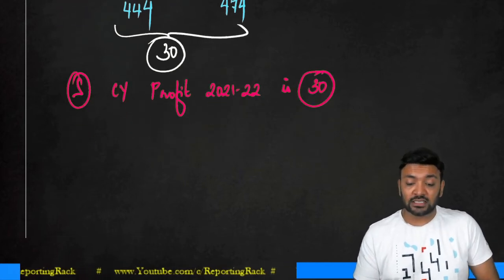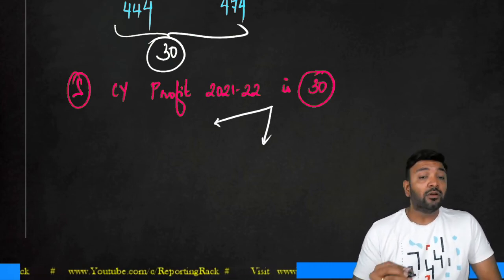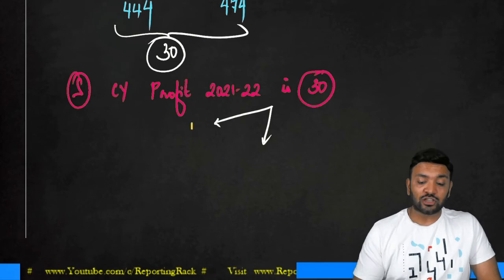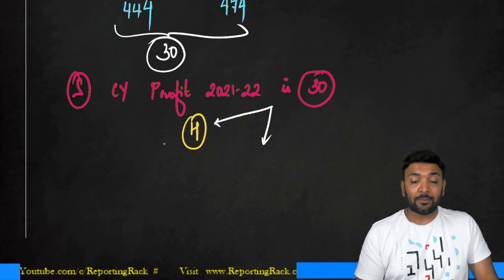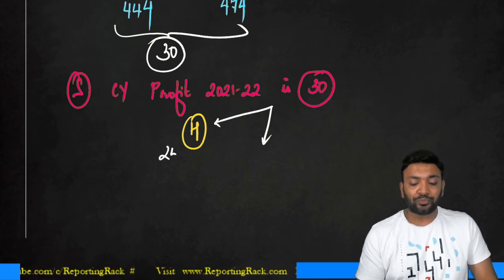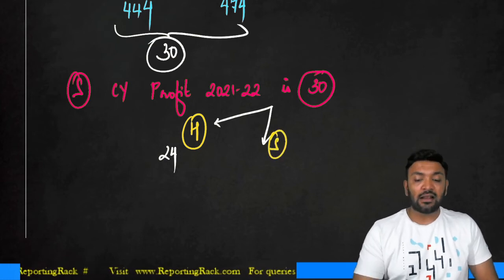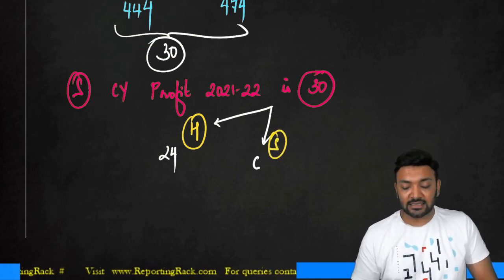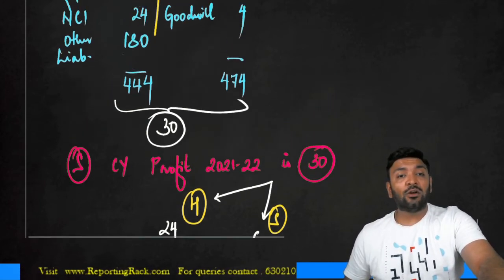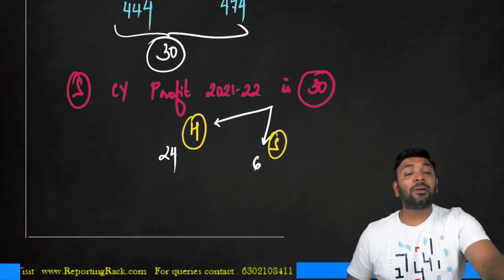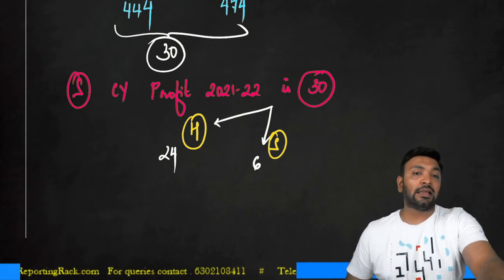It belongs to the shareholders. So shareholders are broken down into two parts. To the extent it belongs to the holding company H, 80%, which is nothing but 80% of 30, is 24. To the extent it belongs to the subsidiary S, 20%, which is nothing but 6. Correct. Now, for me to tally the balance sheet, the holding company's 24 rupees is the share in the profit of the subsidiary for the current year.